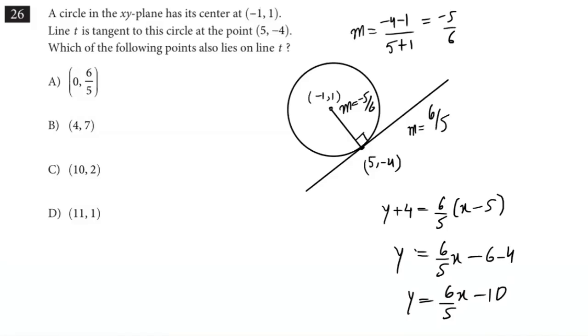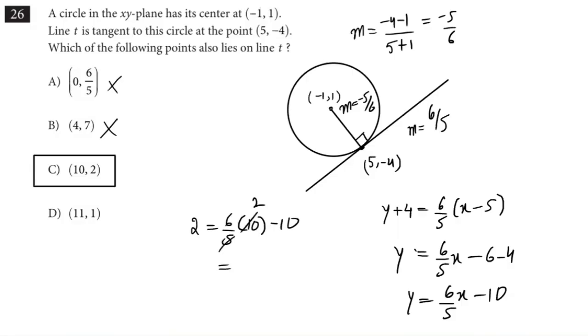So if I put x as 0, wrong, this does not balance. Okay, if I put y as 7 and x as 4, no. 2 and 5, 2, 10, 12. Oh, yes, this point does lie on this tangent line. You can check that if you put the y value as 6 over 5 times the 10 minus 10, you can do it mentally as well. So 12 minus 2, that's 2. Since this point balances this tangent line, it must be on the line T.